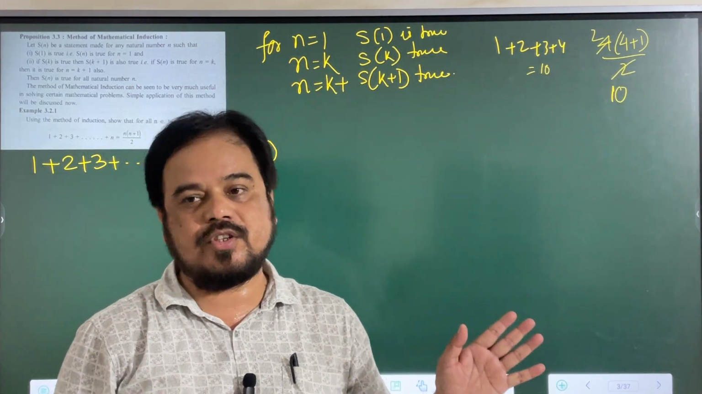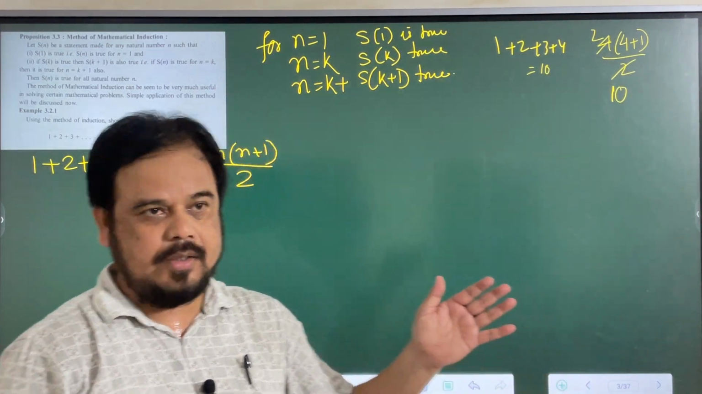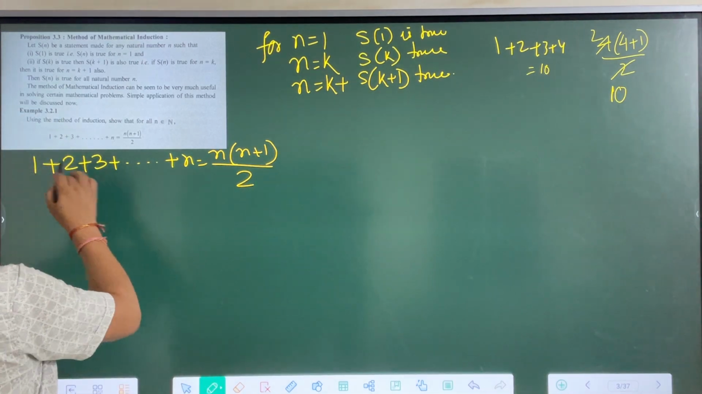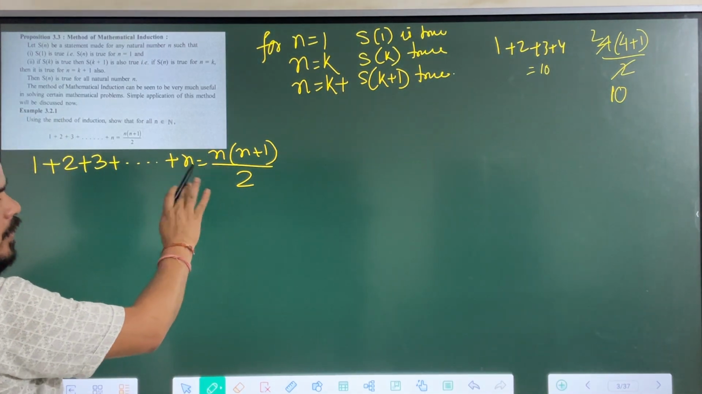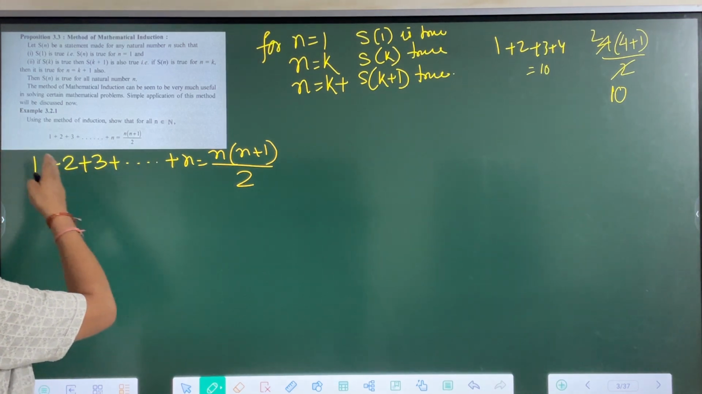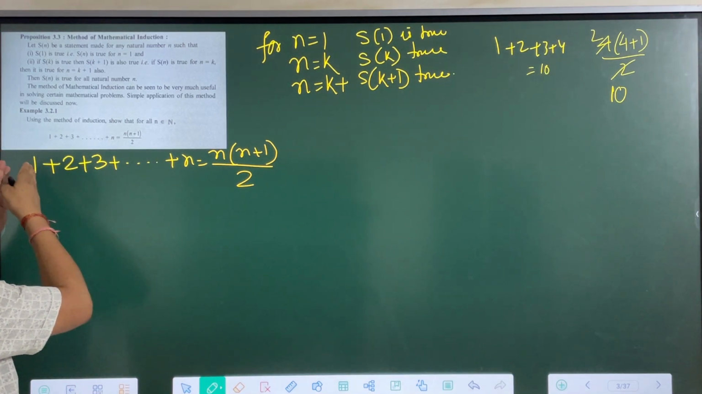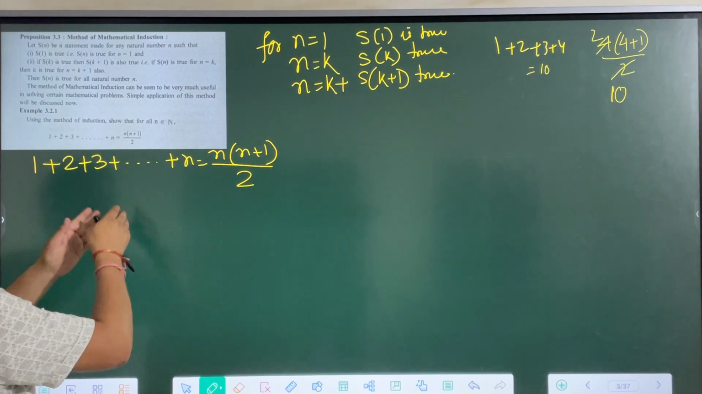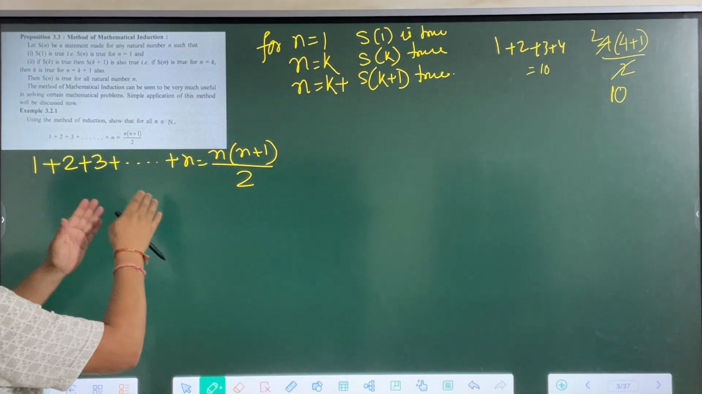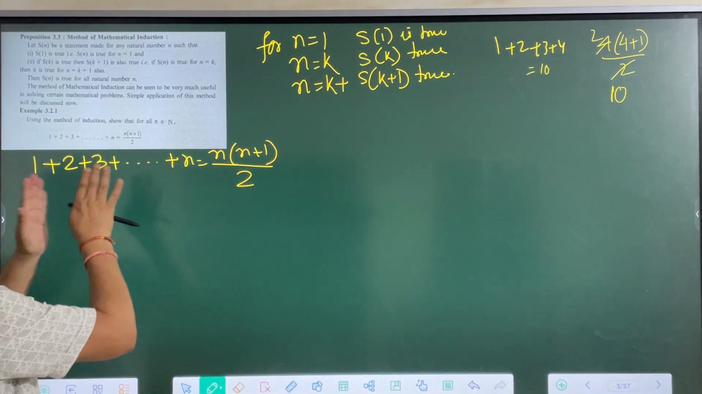Serially, in a sequence, one after another, not jumping. If it is 1, 3, 5, no, it cannot be applied like this. So by the sum of the first term, the sum of k terms, and the sum of k plus 1 terms also, this formula can be applied. That is what we have to show.